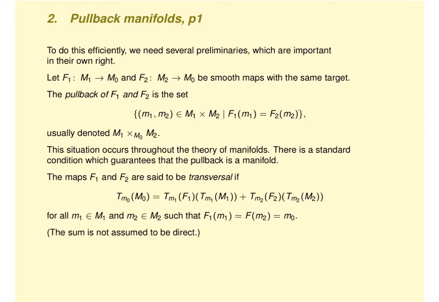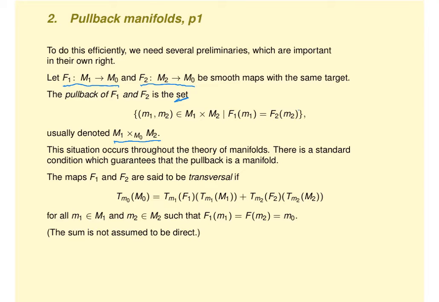So the first thing we need to consider is pullback manifolds. And these are defined by situations where you have two smooth maps with the same target, both going into M0. And if we were just doing sets, we could say that the pullback of those two maps is the set of points in the product such that they project under the maps to the same point in M0. And the usual notation for that is there. Now, this situation occurs throughout manifold theory, in lots of different places, and so this is one of the things that we would be covering in its own right.